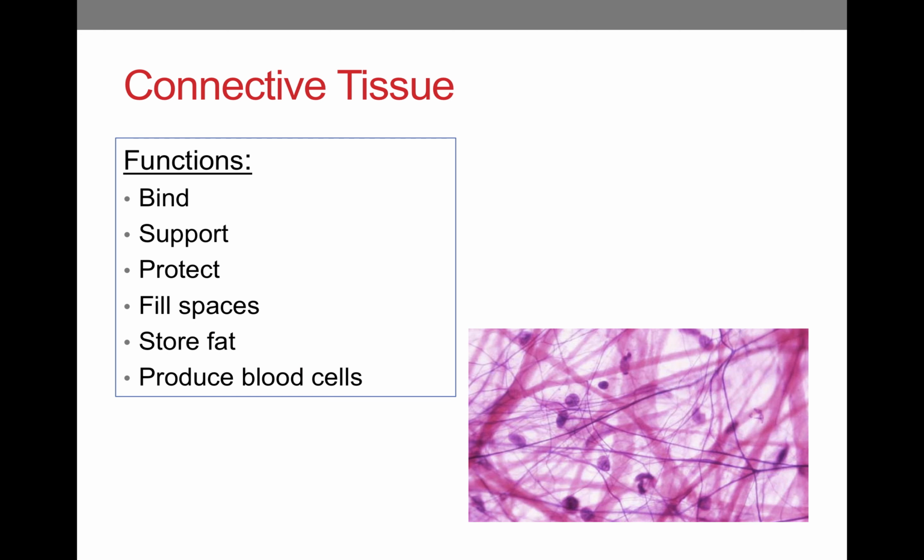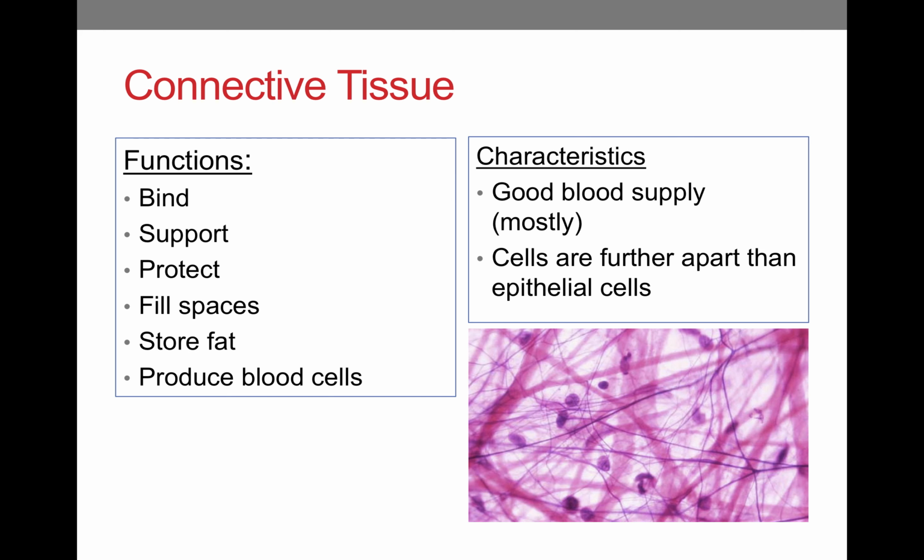Connective tissue. Connective tissue functions for a lot of different things. It basically connects for the most part. So it binds things, it supports, it protects in different areas of the body, it fills in gaps, it stores fat, and it helps produce blood cells.